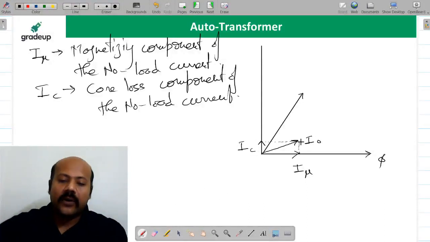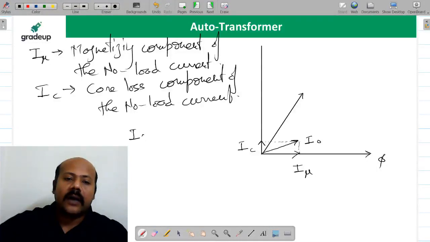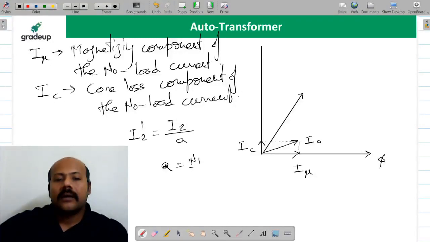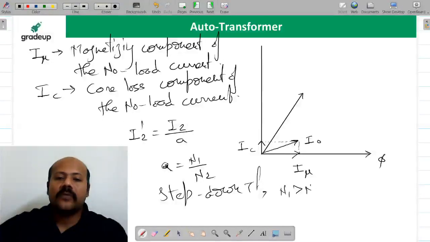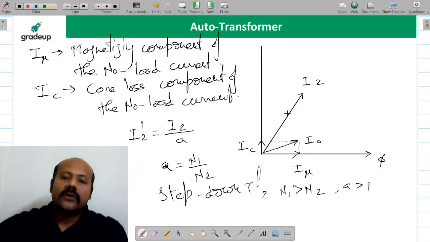If this is your I2 and you are saying I2 dash is I2 upon A, where A is N1 upon N2, let us talk about a step down transformer. For a step down transformer, N1 is going to be more than N2, so A is going to be more than 1. So if this is I2, where is I2 dash going to be? I2 dash is going to be somewhere here. I2 dash is I2 upon A.